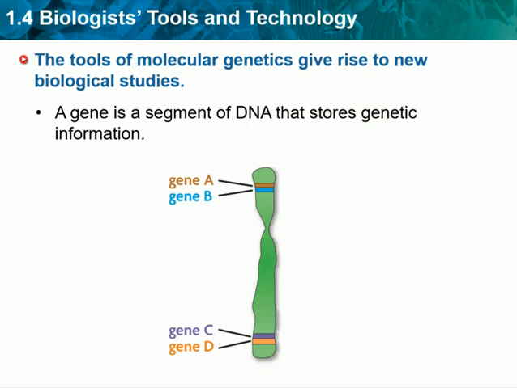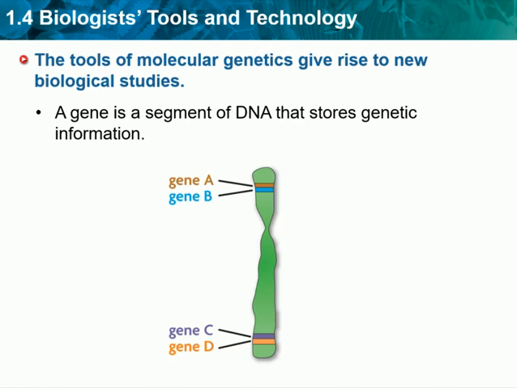What is a gene? A gene is a segment of DNA that stores genetic information. Our understanding of the DNA molecule has led to many technologies that were unimaginable a few decades ago. Genetically modified foods, transgenic plants and animals, even replacement of faulty genes. These advances come from molecular genetics.